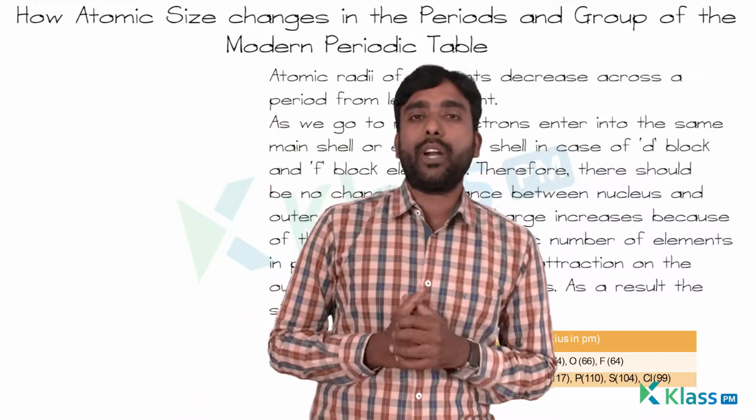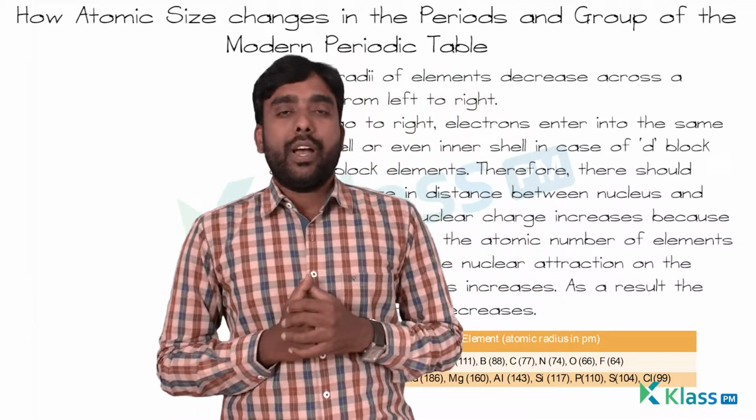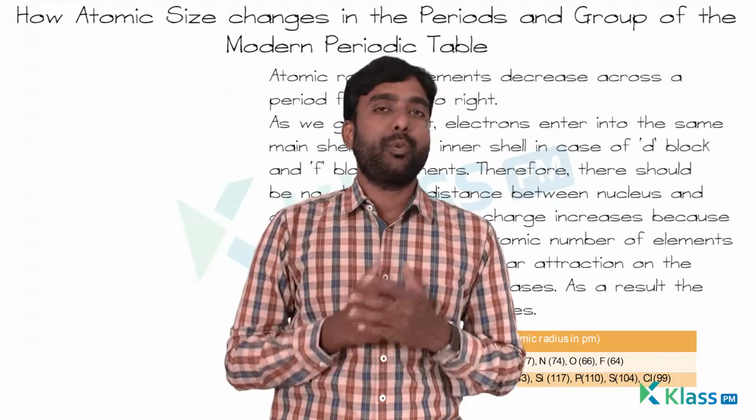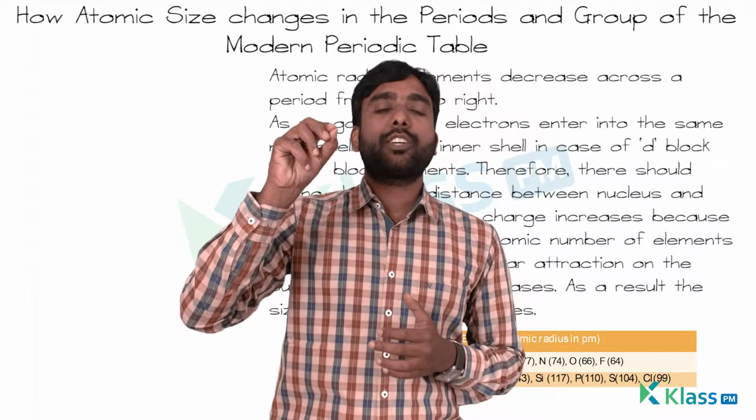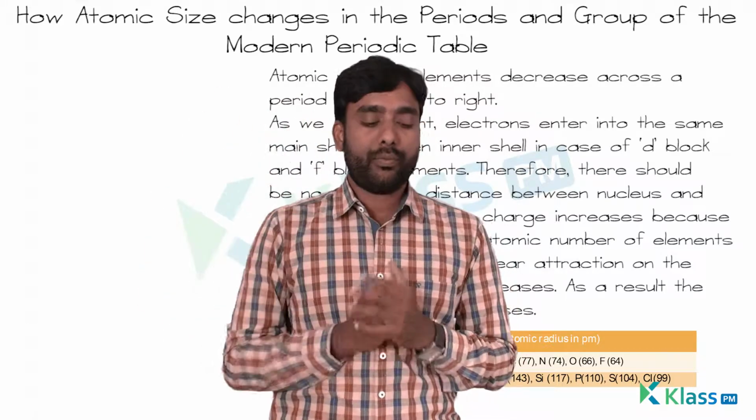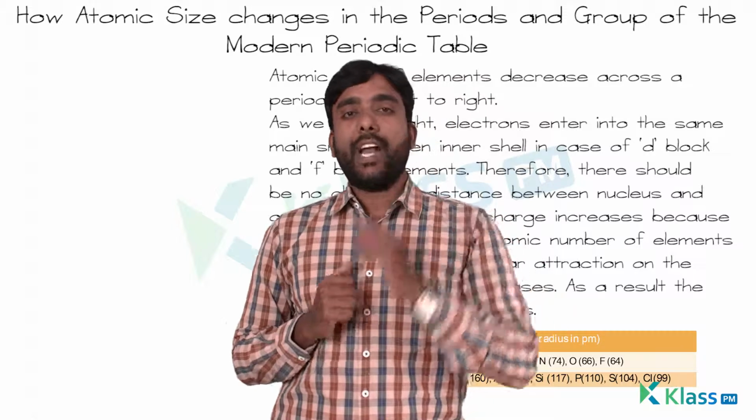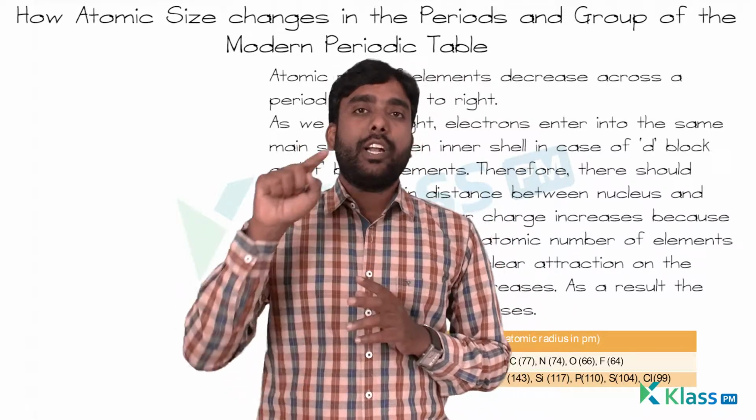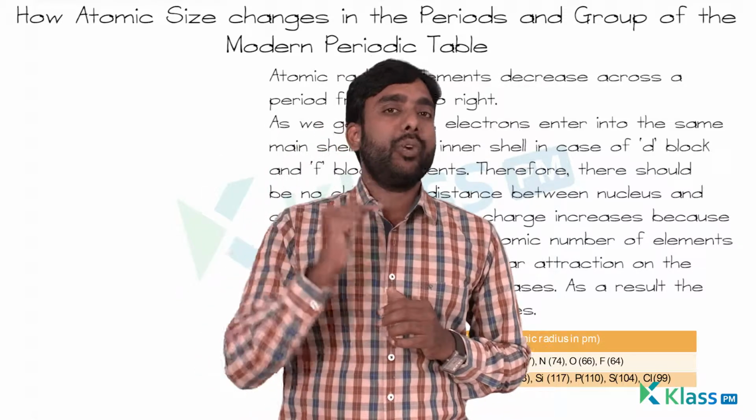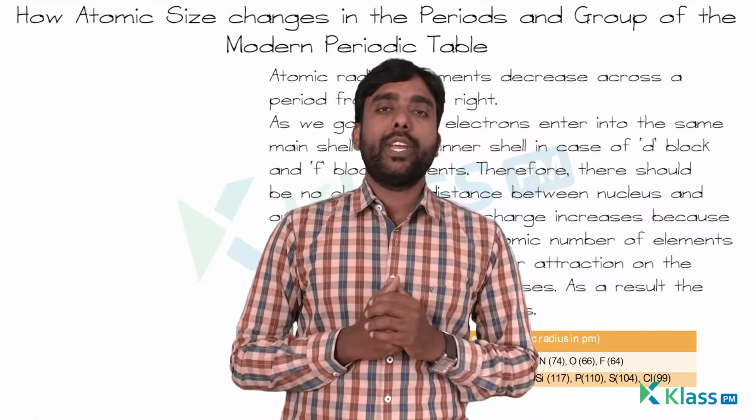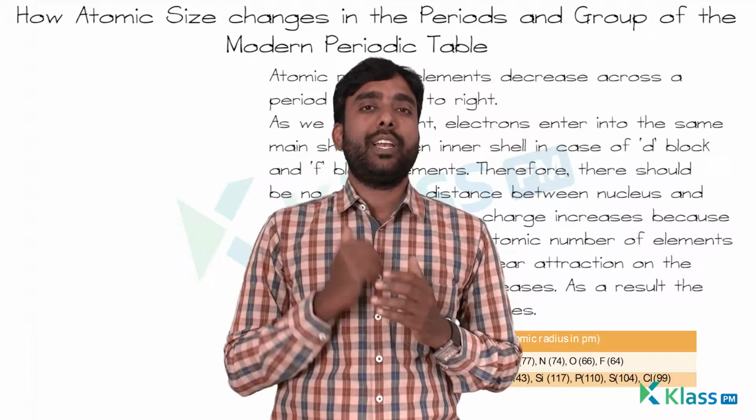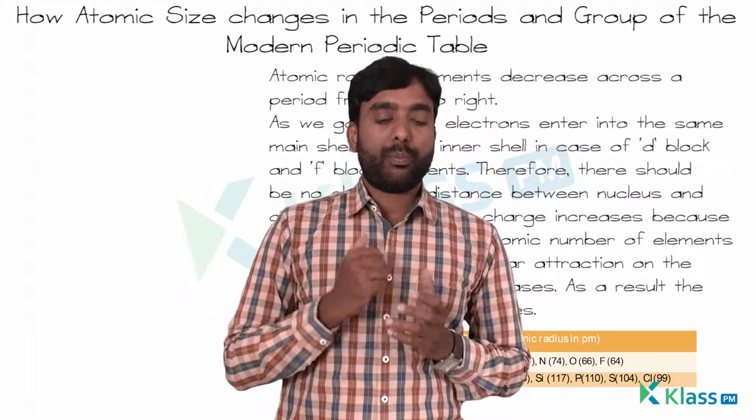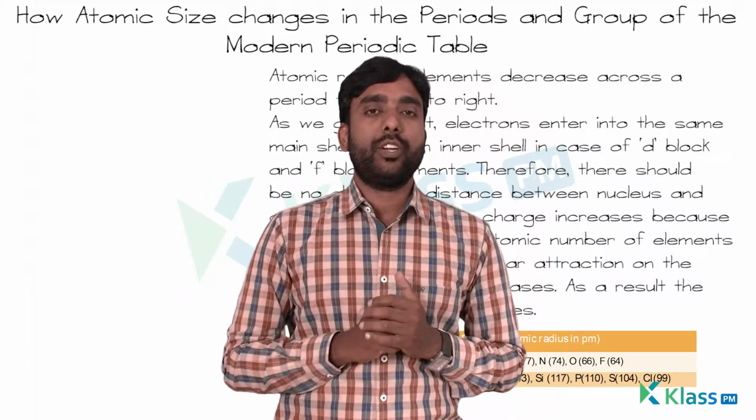Next, groups. How does atomic size change in the groups? Atomic size increases in the groups when you go from top to bottom, because the newly coming electron is joining into a new shell. For example, if you take the first group, in hydrogen there is one electron in the K shell. In lithium, the newly coming third electron is coming into the L shell. Next, sodium, which is in the same group, third element: the newly coming electron is joining into a new shell, that is M. Next, potassium: the newly coming electron is joining into the N shell.